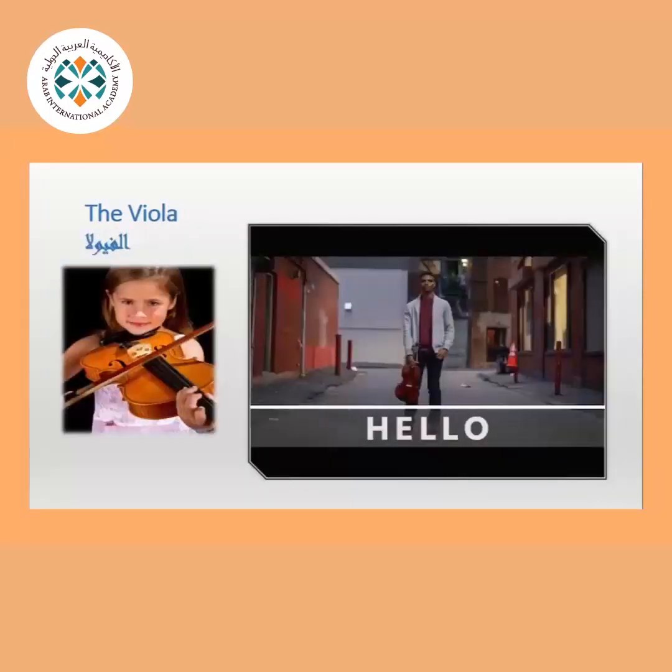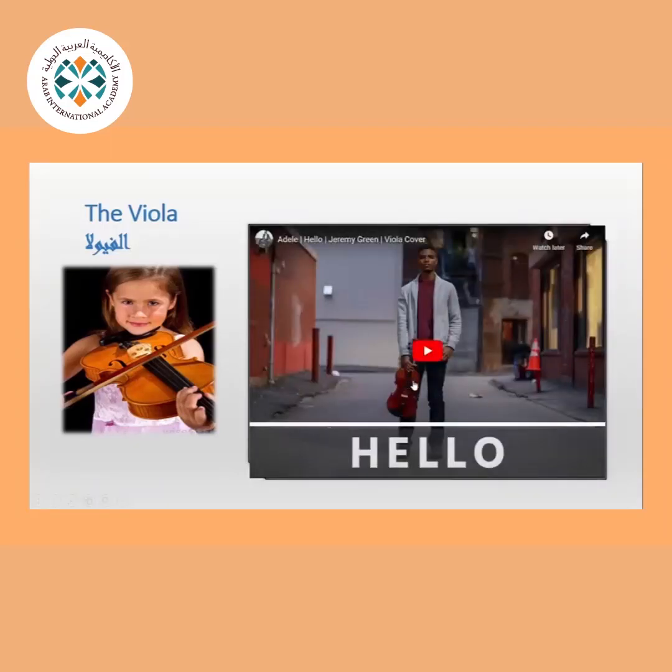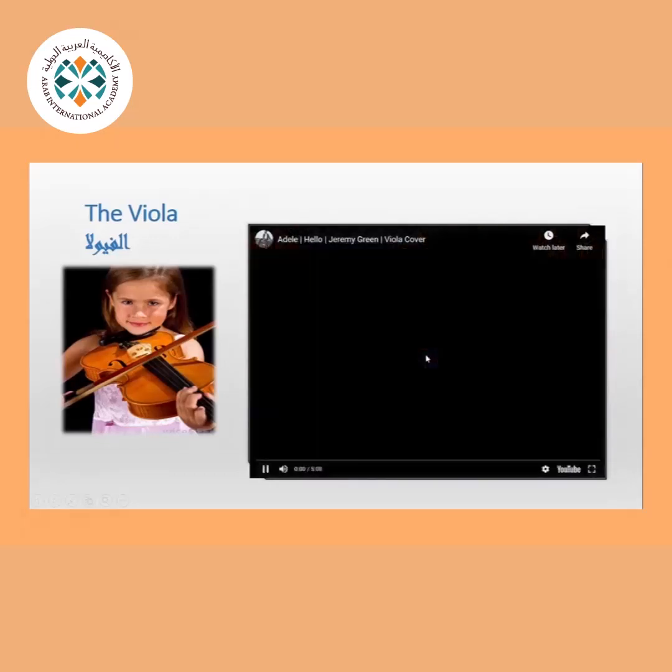The viola. The viola is slightly larger than the violin, as you can see. It has a wooden body, 4 strings that are tuned with keys, played with a bow as well.